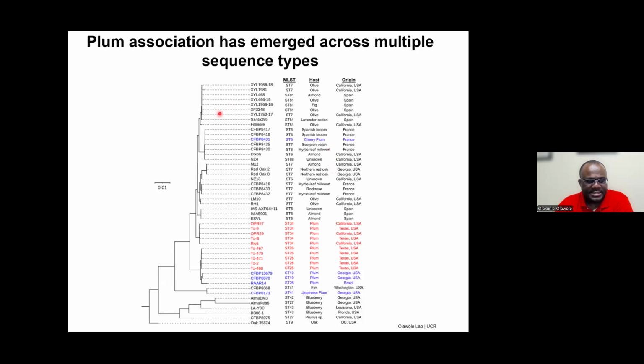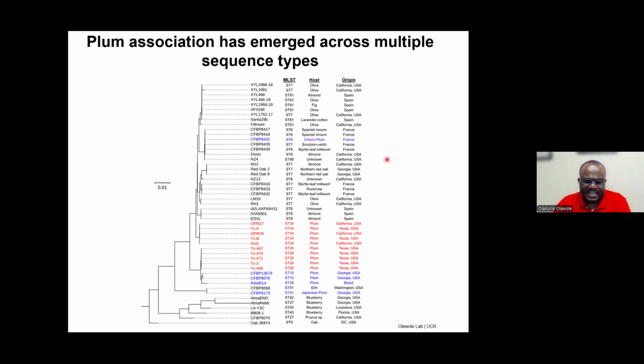Now, if we take a look at this graph here, the red strains were the ones that we isolated and sequenced in this study, and the blue strains were additional plum isolates that were retrieved as part of the foray from public genome databases.